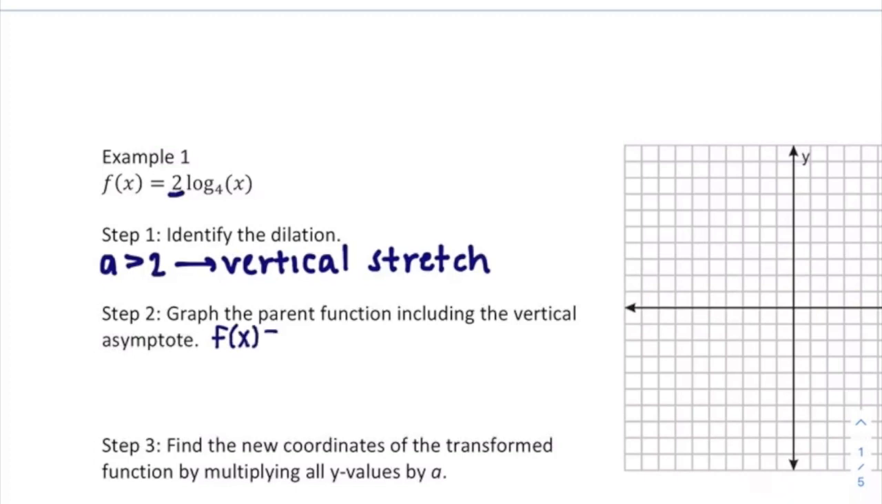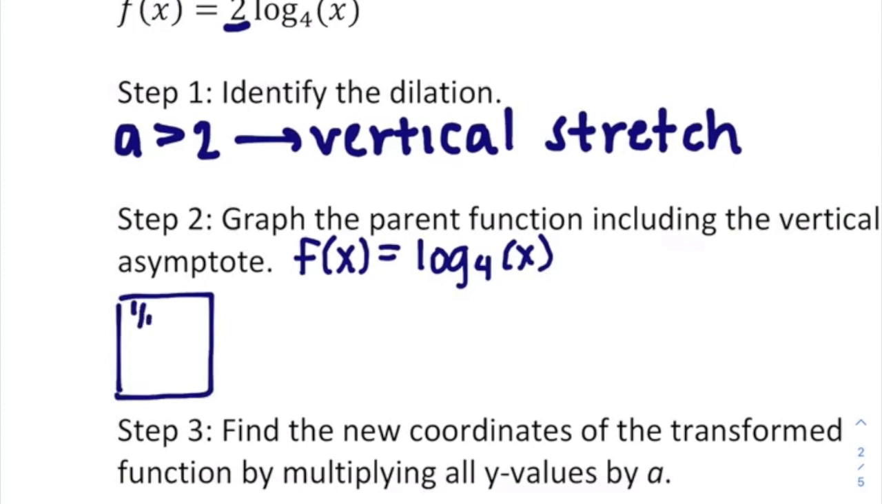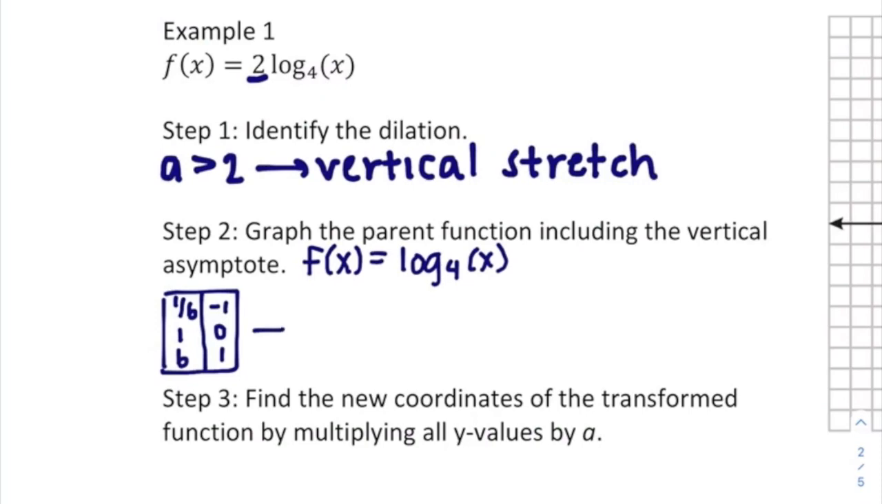So next we want to graph our parent function. In this case, our parent function is f of x equals log base 4 of x. And remember, for every parent function, we want to include the 3 key points. Those key points are 1 over b, comma, negative 1, 1, comma, 0, and b, comma, positive 1. And b in this case is going to be your base. So for this particular problem, our base is 4, so we'll fill in that chart replacing b with 4.